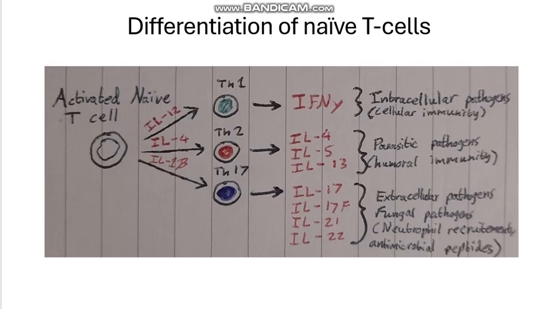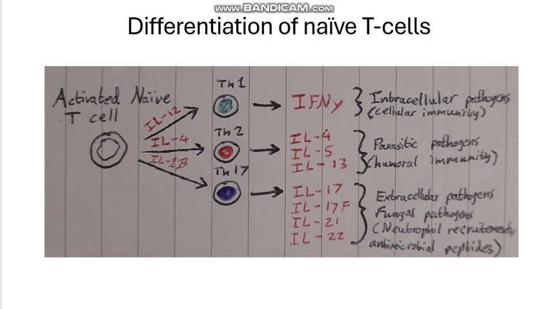So an activated naive T cell with T cell receptor and the CD4 co-receptor is always going to produce a helper T cell. These are three of the main helper T cells we're going to talk about. If the naive T cell is activated with interleukin 12, it'll become a Th1 cell. If it's activated with interleukin 4, it'll become a Th2 cell, and if it's activated with interleukin 1 beta, it'll become a Th17 cell.